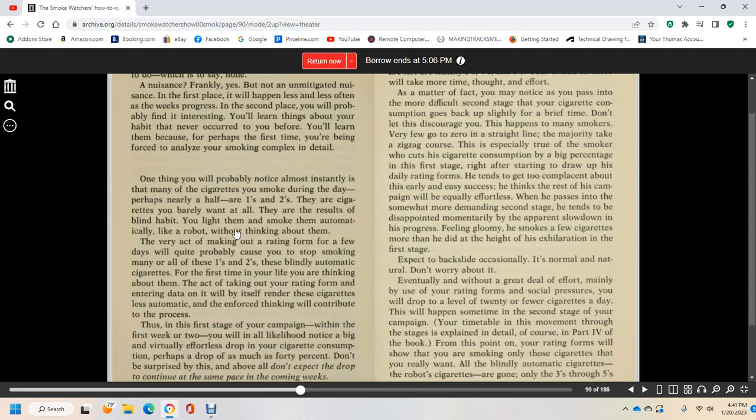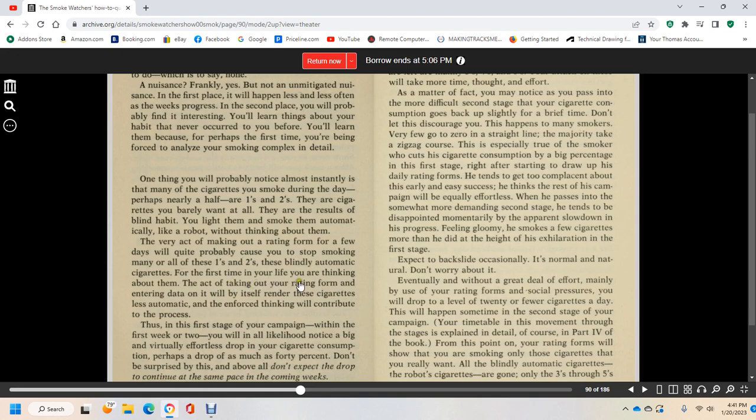One thing you will probably notice almost instantly is that of the cigarettes you smoke during the day, perhaps nearly half are ones that you barely want at all, the result of a bad, blind habit. You light them and smoke them automatically like a robot, without thinking about them. Filling in the rating form may well make you quit many of them, because you stop smoking blindly automatic cigarettes for the first time in your life, since you are thinking about them.